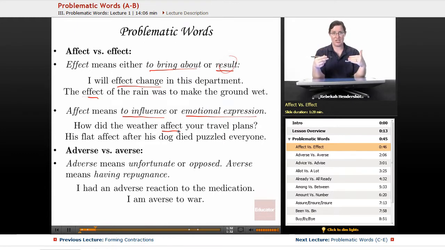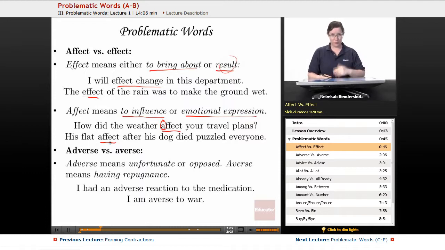If you are effecting your travel plans with an E, then you are putting them into effect just as you planned. Nothing goes wrong, whereas if the weather affects it, it changes them, it alters them. In fact, just remember that if it affects something, it probably alters it. A and A. Now, if you're looking at emotional expression, his flat affect after his dog died puzzled everyone. For this one, just remember the connection between affect and affection, the expression of emotional liking for something. If you have a flat affect, your affection is very flat.